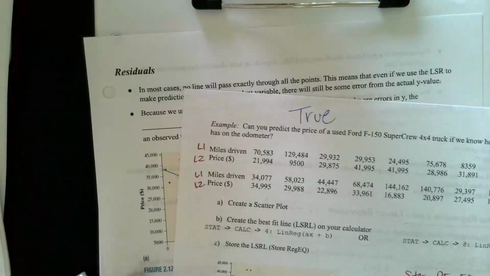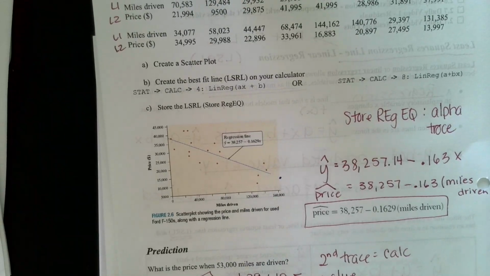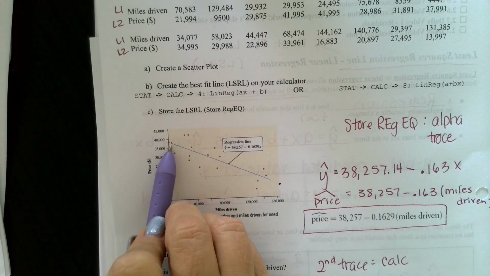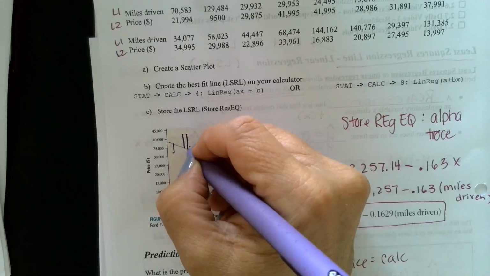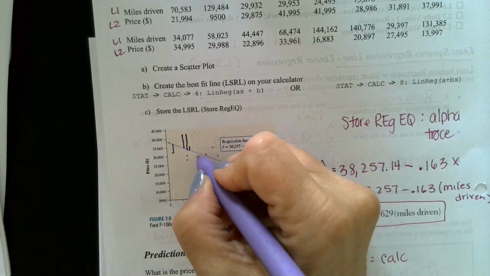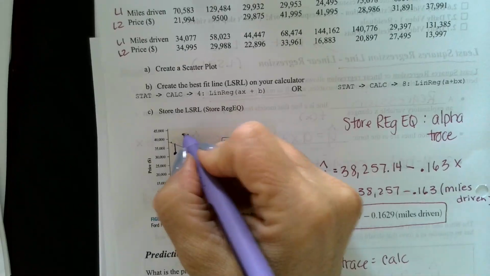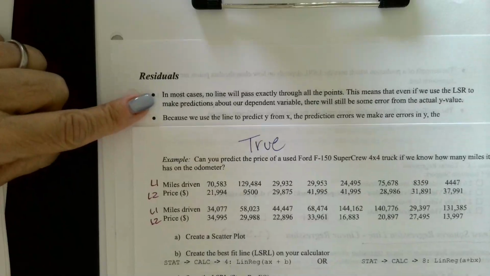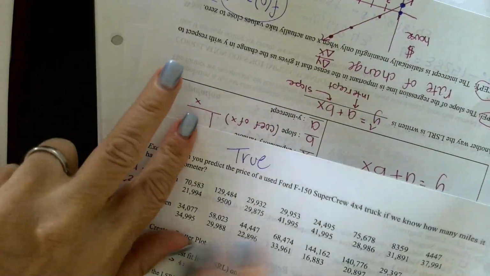Okay, so let's go back to our line right here. As I look at this best fit line, I see that this first point hits pretty straight on. This point is below, and this point is above, and this point is more above, and this point is a little bit above, and this point is way below. Well, this difference that I have from the point to the least square regression line is called a residual. And so what this says is, in most cases, no line will pass exactly through all points.